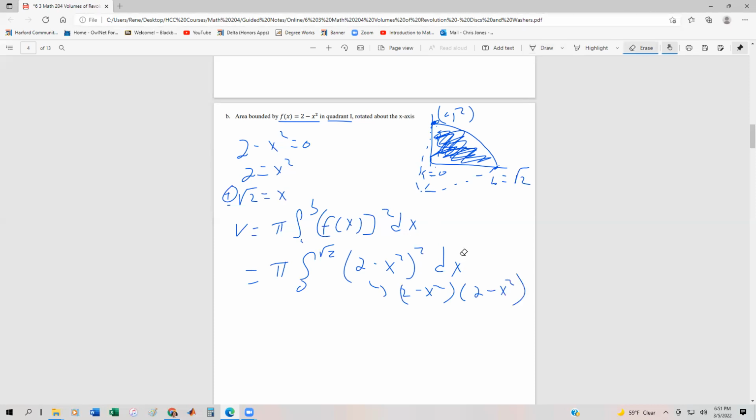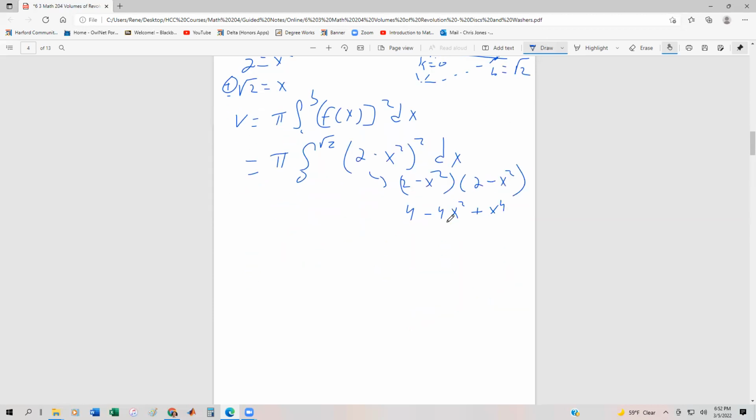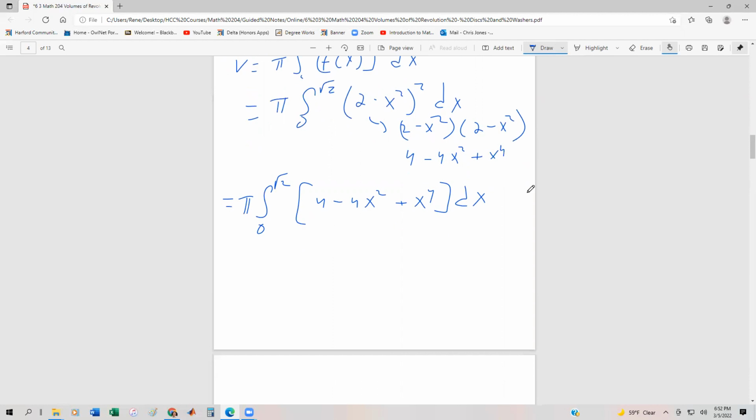And then we're going to FOIL that out. Ultimately, when we FOIL it out, it's going to end up being 4 minus 4x squared plus x to the 4th. So that's going to be the integral we're worried about. What we end up with is pi times the integral from 0 to square root of 2 of 4 minus 4x squared plus x to the 4th dx, just by FOILing all that out. If you don't trust me, FOIL it out so you can see for yourself.